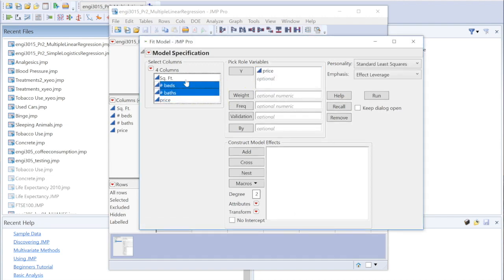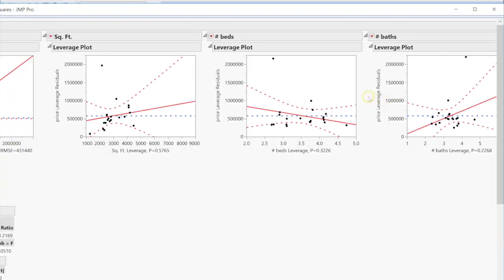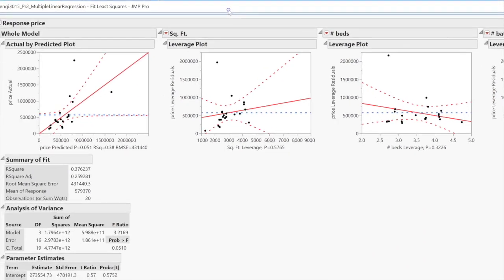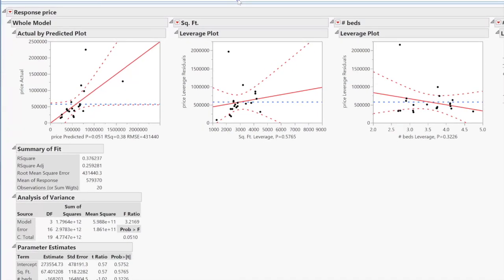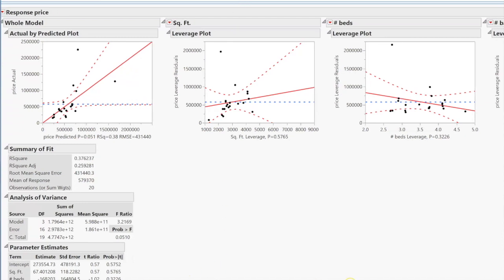We will go to Fit Model, select Price as the Y variable, and the other variables will be dragged to construct model effects. The result is 4 graphs. The first graph uses the latter 3 graphs to predict the price of the house based on the 3 features. This may not be a good model, however, because our R-squared value is 0.376.